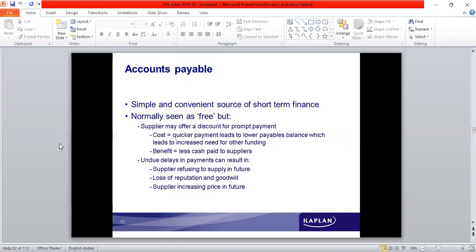The most common liability which is raised is trade payable.